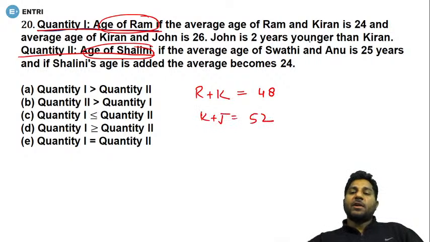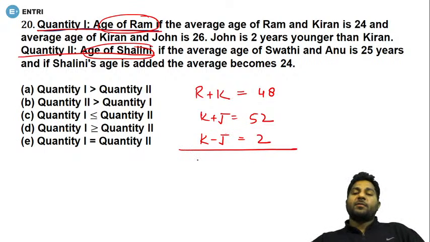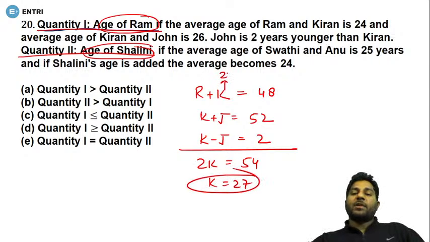John is 2 years younger than Kiran. That means Kiran is 2 years elder than John. So we can easily find out the age of Kiran, which is 27. If the age of Kiran is 27, that means the age of Ram is 21. So Ram's age was 21.